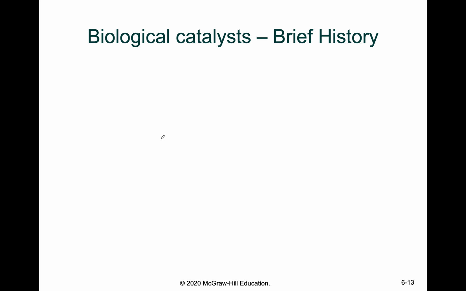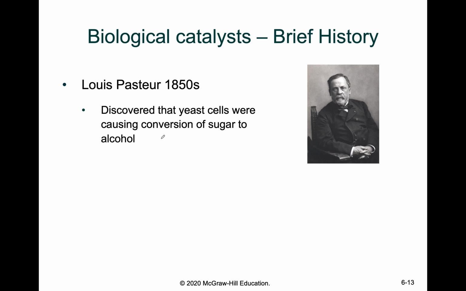So giving a brief history on these biological catalysts, we look to the 1850s, which is quite a long time ago. Louis Pasteur discovered in the 1850s that yeast cells were actually responsible for causing the conversion of sugar to alcohol. So he did this experiment converting sugar to alcohol, and he realized that it's the yeast cells that do it.